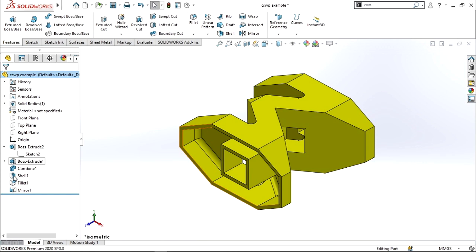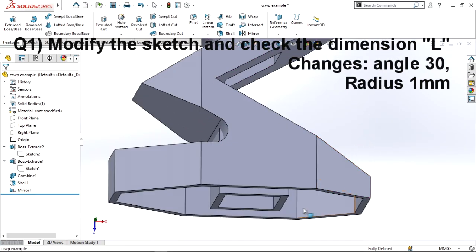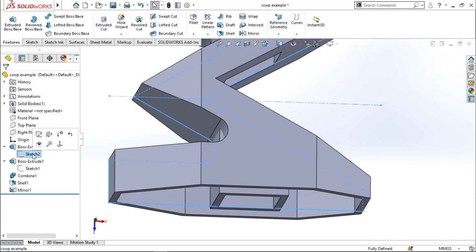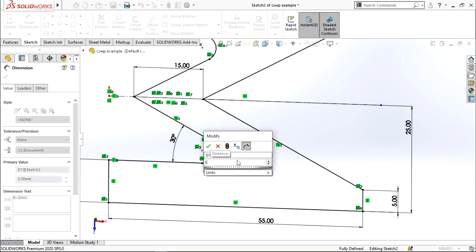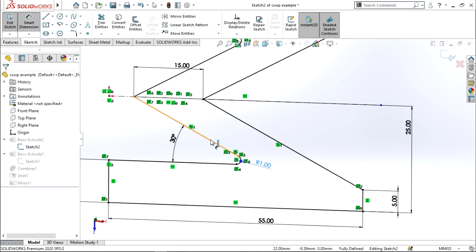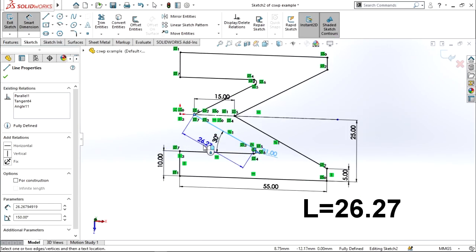In the first question, we are asked to modify the angle and radius and then measure the length L, which is highlighted in the question. Let's do it. Now that we have changed the dimensions that they have asked, we have to check the dimension L. So here is the length.